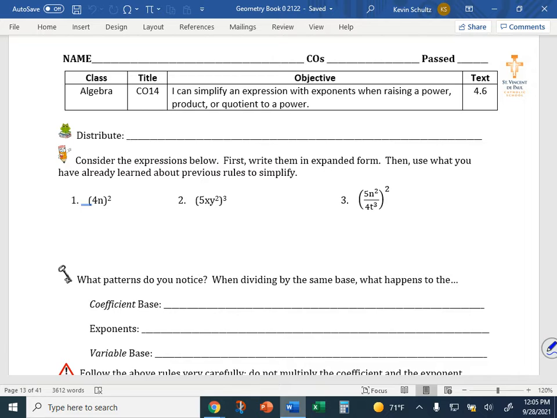Welcome to CO14, our last rule that we're going to talk about. So PO15 is kind of the culmination of all the rules. We combine them all together. You might be dividing by the same base with negative powers while you're distributing into a zero. It's a lot of fun.